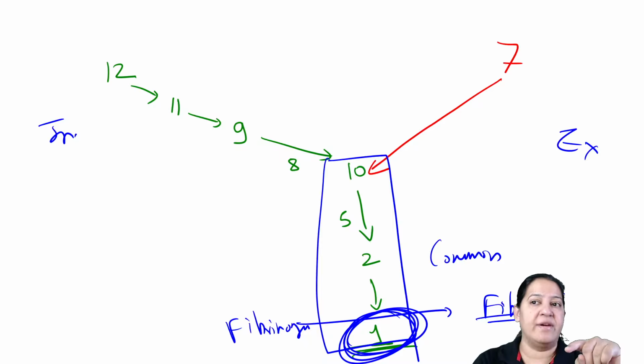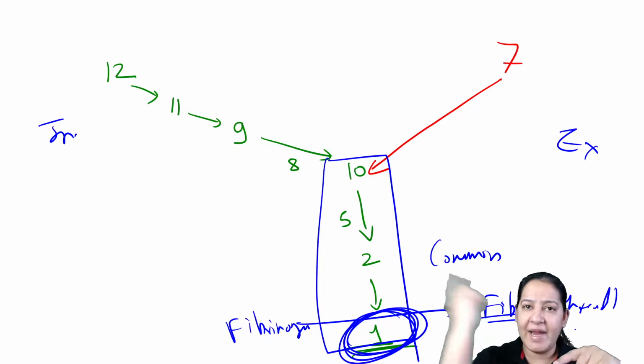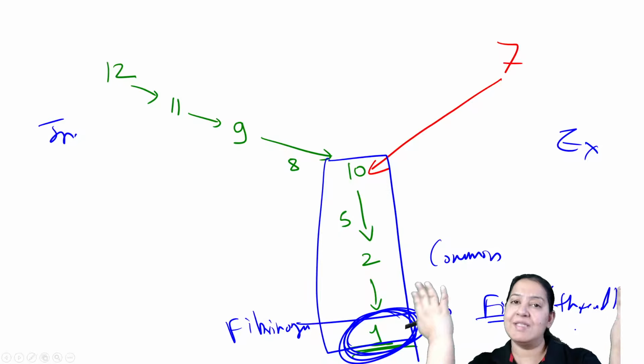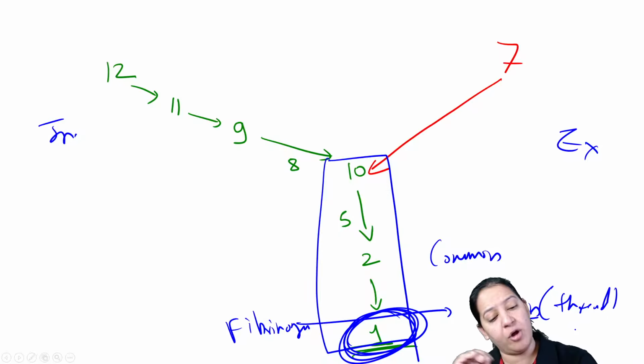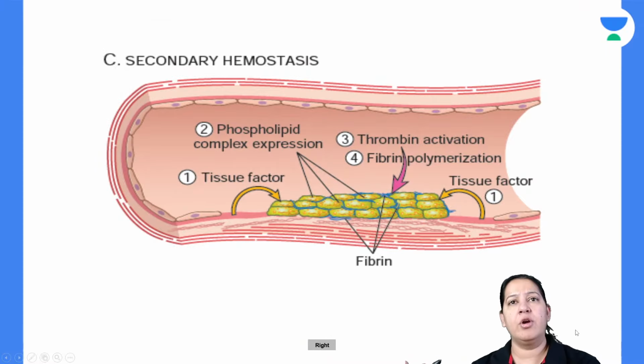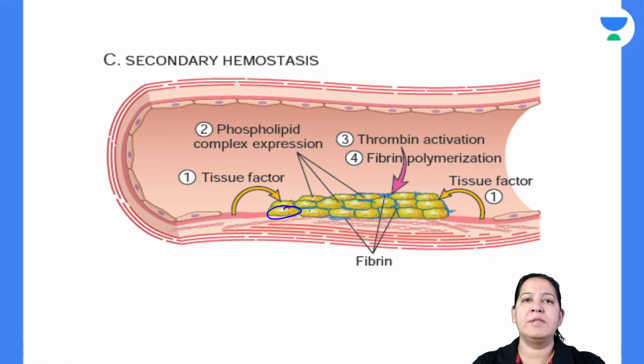It is like a thread. It is like a thread and it will bind the primary clot, it will be completely bound by the thread. Now primary clot is known as secondary clot. You got it? You got it? So can you see this diagram? Can you see this diagram?